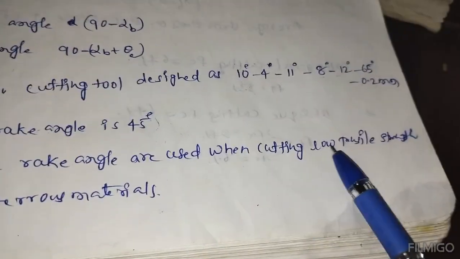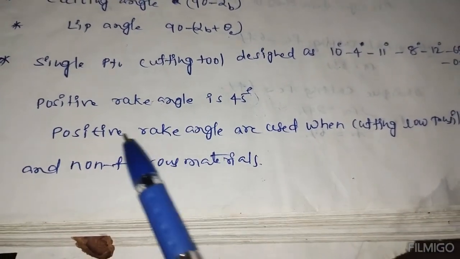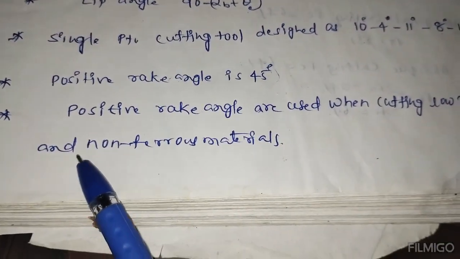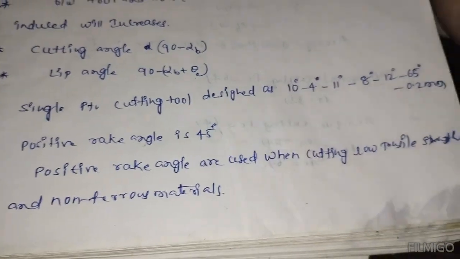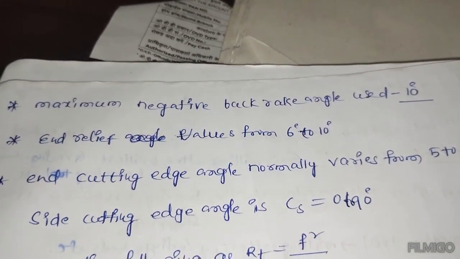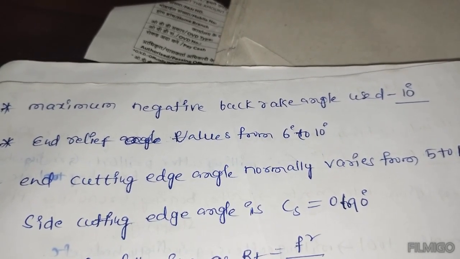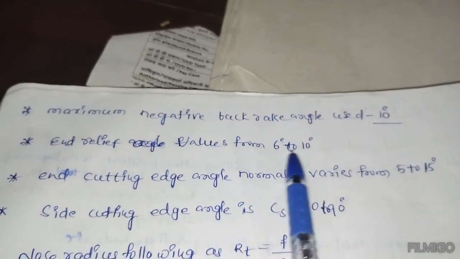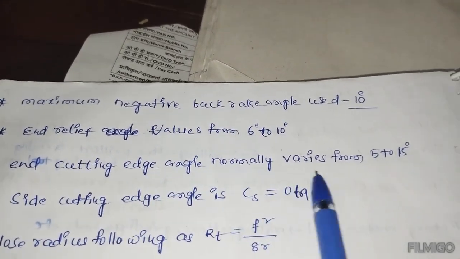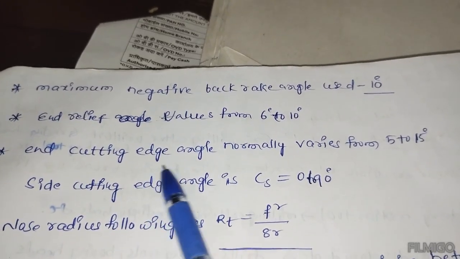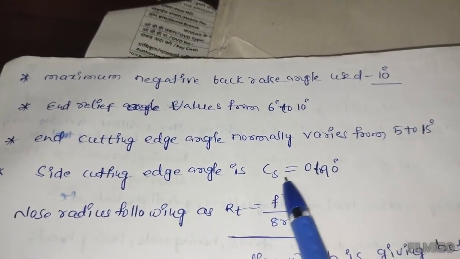Positive rake angles are used when cutting low tensile strength and non-ferrous materials. The maximum negative back rake angle used is minus 10 degrees. End relief values range from 6 to 10 degrees. End cutting edge angle normally varies from 5 to 50 degrees. Side cutting edge angle is 0 to 90 degrees.